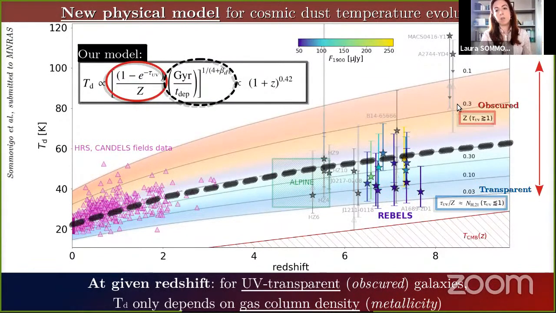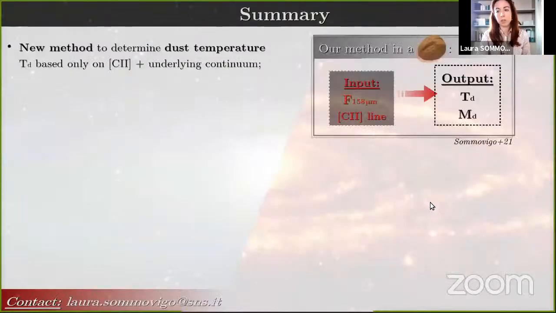What is really interesting of our model is that we can also pinpoint the main characteristics that distinguish the high-redshift galaxies for which we observe very hot dust temperatures from the ones for which we see very cold dust temperatures. In fact, we predict that the hot galaxies are obscured systems with low metallicity, below 1/3 solar, whereas the colder ones are more transparent systems with column densities around 10^20 cm^-2. So let me now summarize our results.